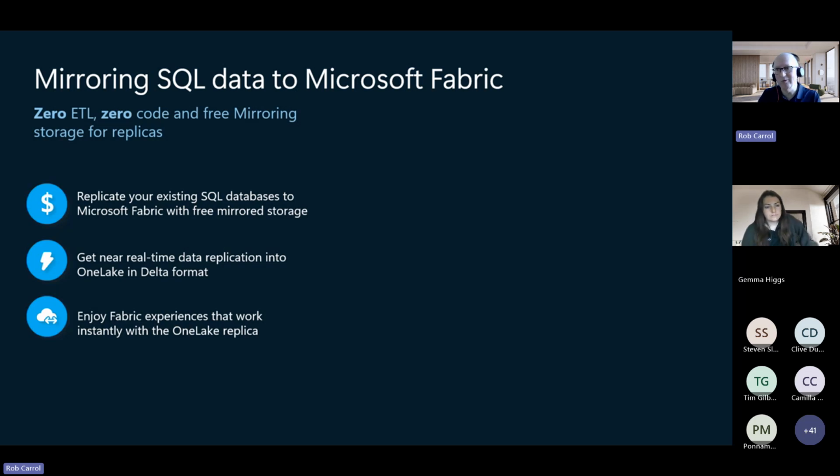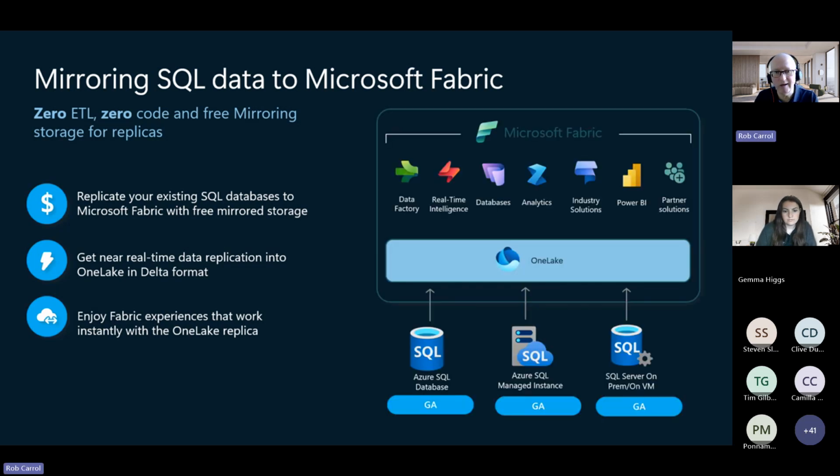But you can also enable mirroring for SQL Server sources that are either Azure SQL Database, SQL Managed Instance, or SQL Server on-prem or on virtual machines. So Fabric takes care of all this for you, under the covers. So it replicates that data into OneLake, and it's then available to all the other personas in Fabric.